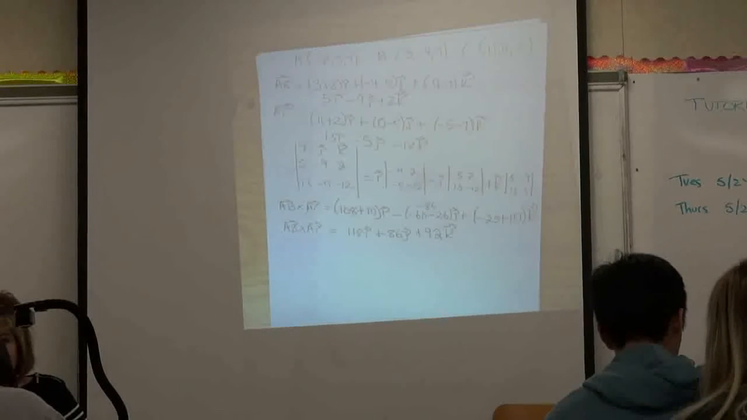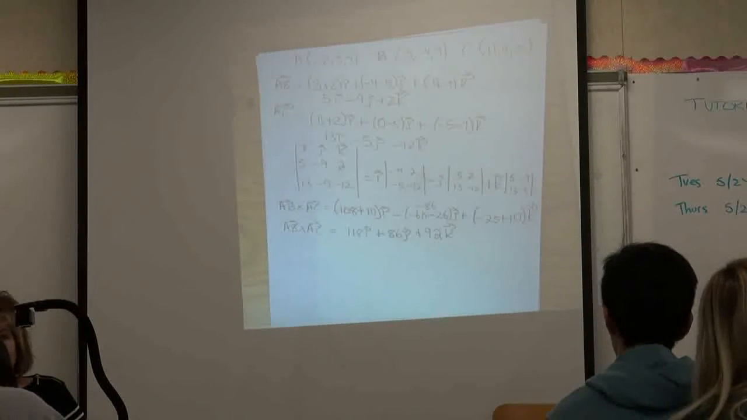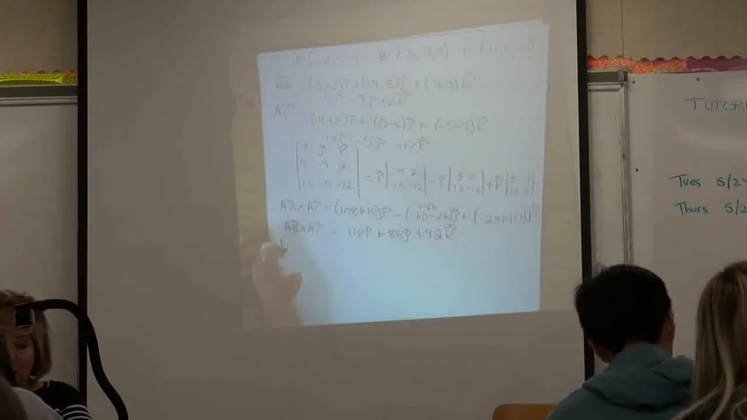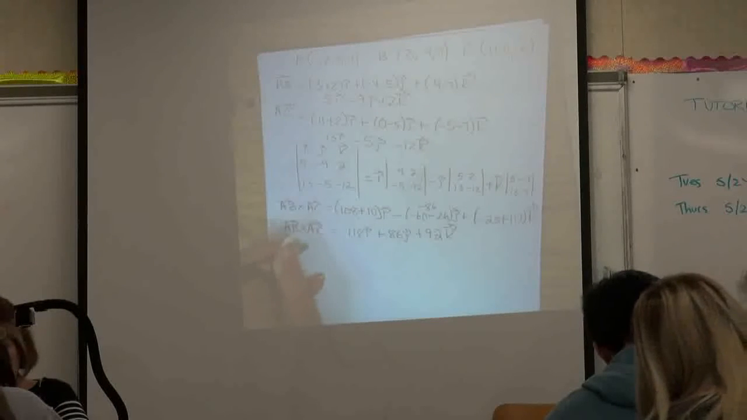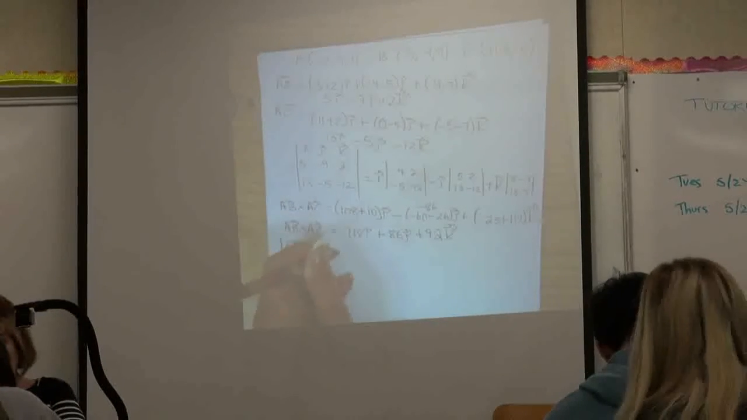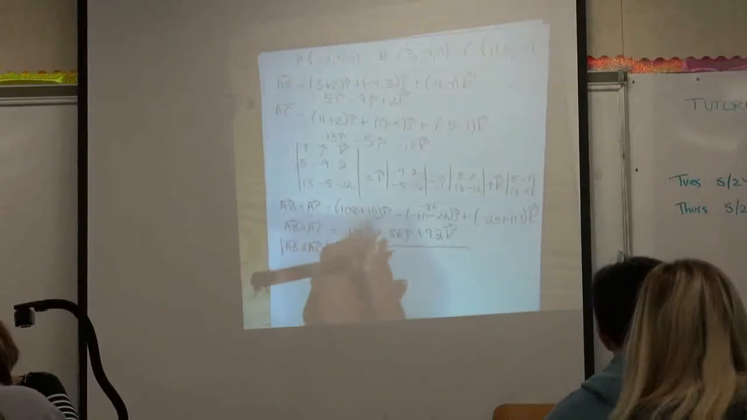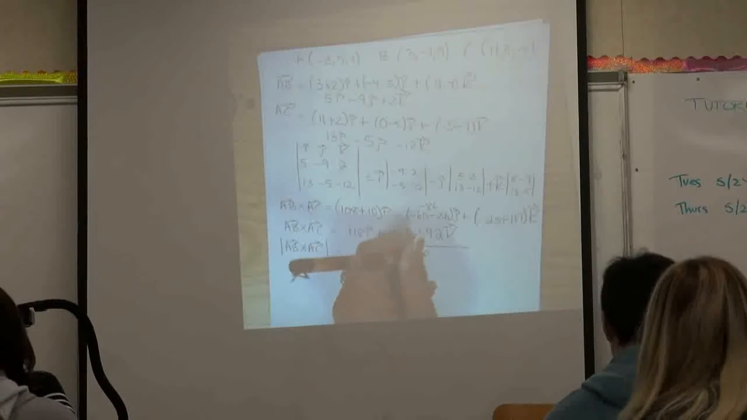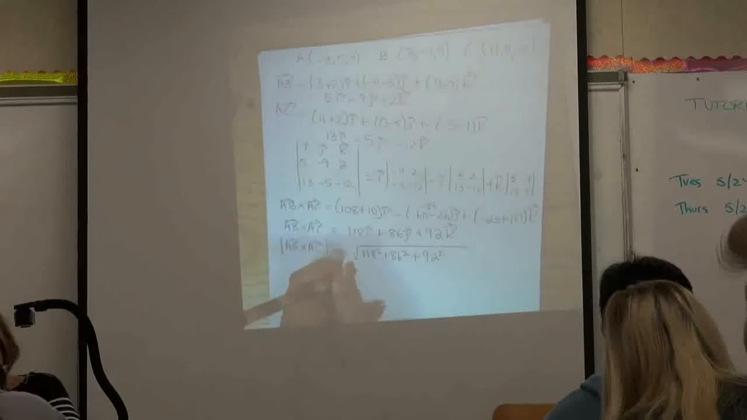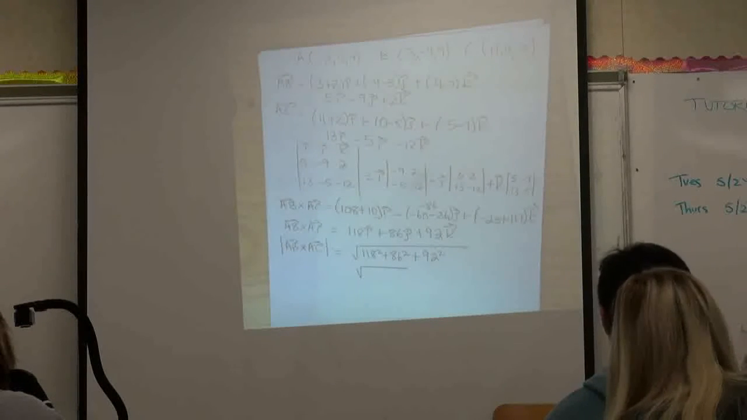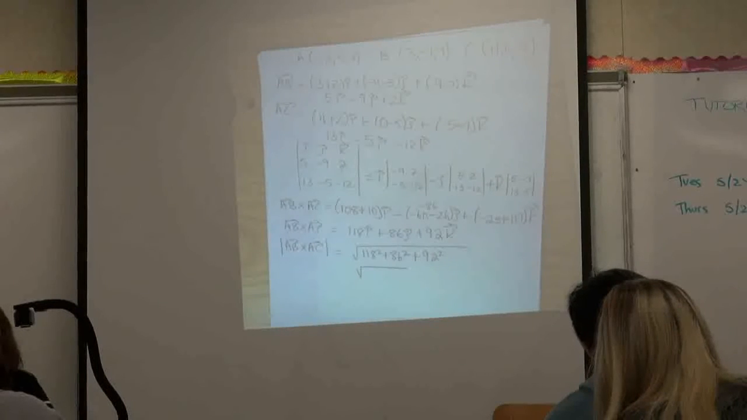And now, since it's area, we need to find the cross product. We just found the cross product. We need to find the square root of all those added together. That's called finding the magnitude of the cross product, which is the square root of 118 squared plus 86 squared plus 92 squared. Just to make sure we're all on the same page, why don't you tell me what you get before you take the square root of it?